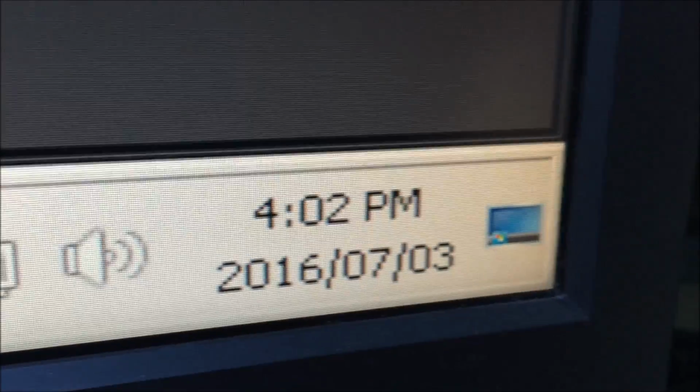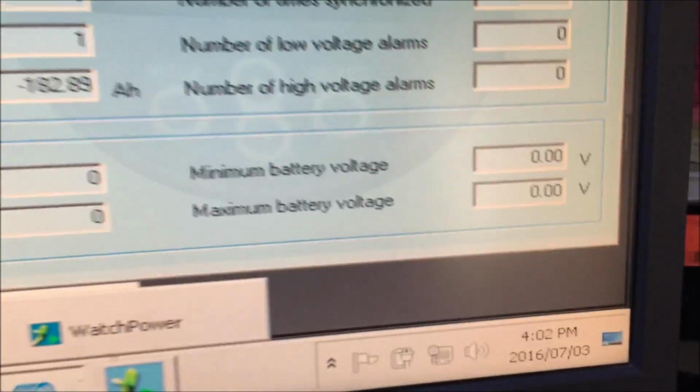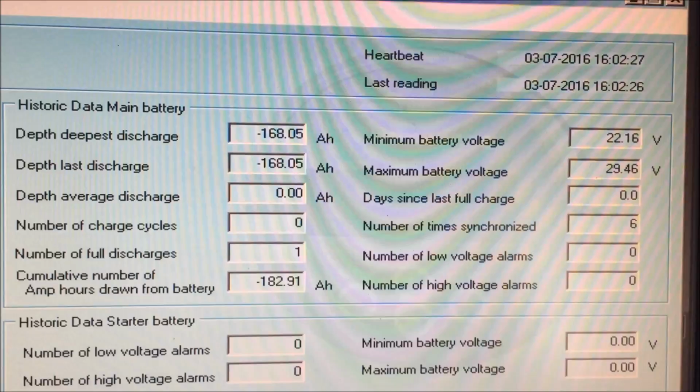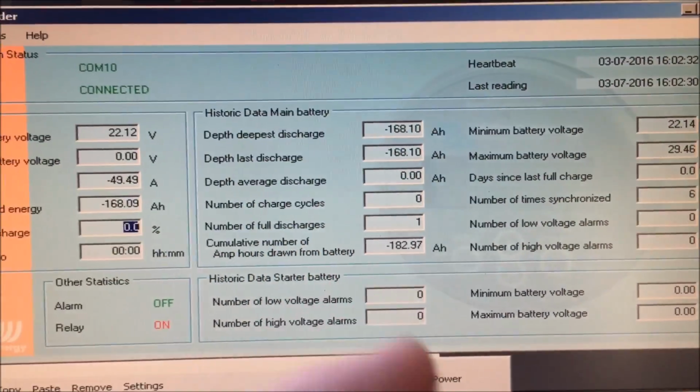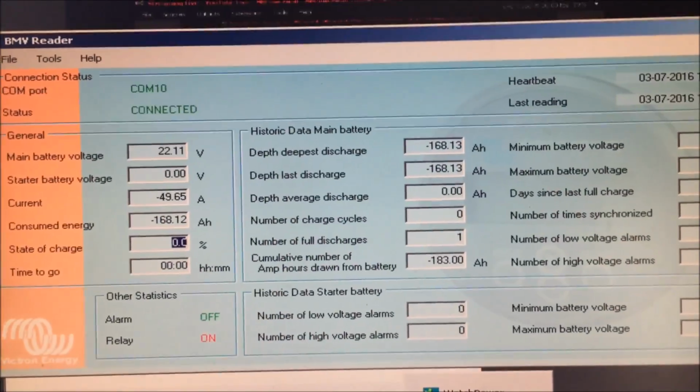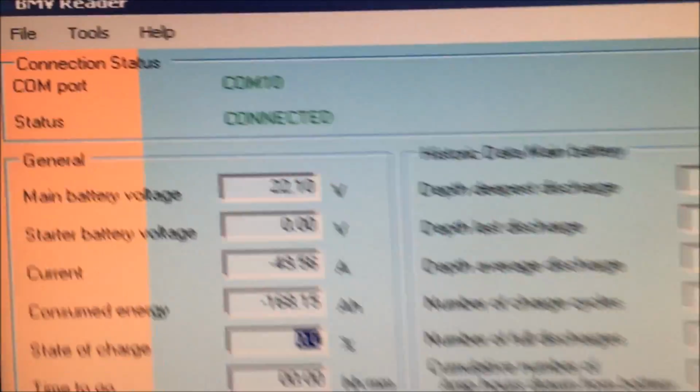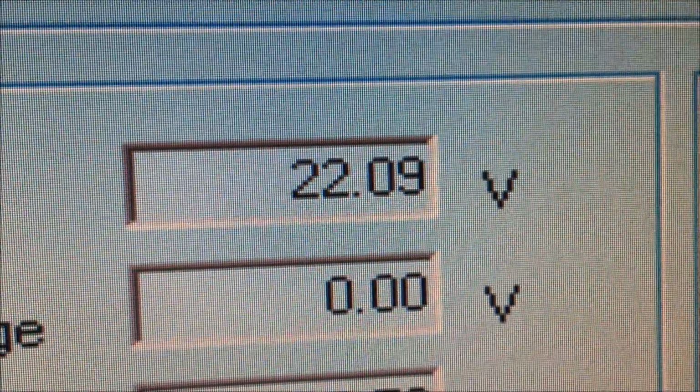Okay, tubers, so we're at the end of a 4-hour test. It's actually a little bit longer than 4 hours. I had a small problem with setting the cutoff voltage on watch power to 24 volts, so it cut off, and I had to reset and work out what I did wrong. So now we're at 22.9 volts.